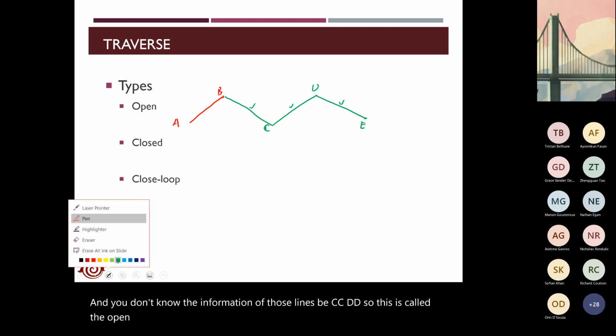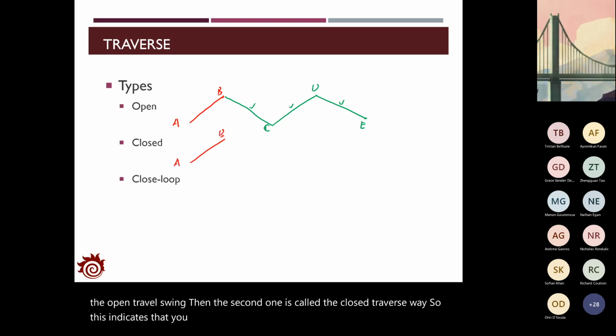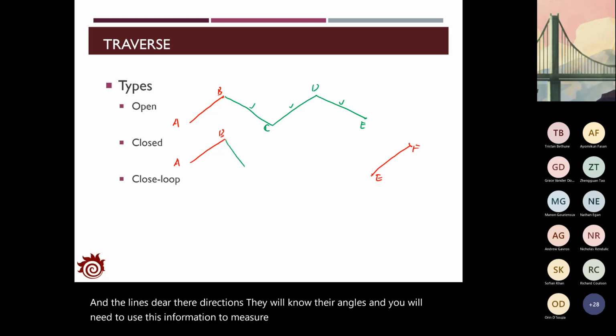The second one is called the closed traverse surveying. So this indicates that you are provided with the initial lines and the end lines. You know their directions. You know their angles, and you will need to use this information to measure the lines in between.